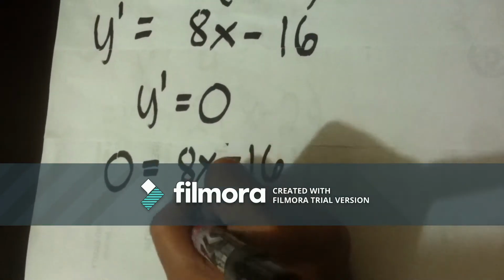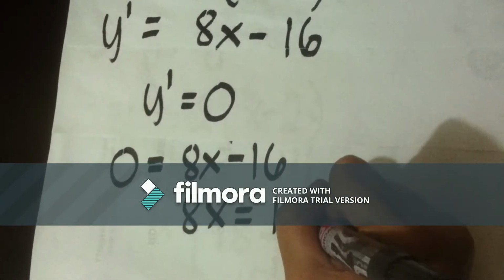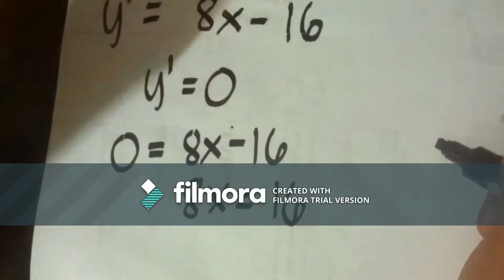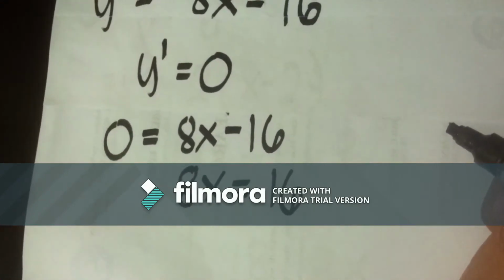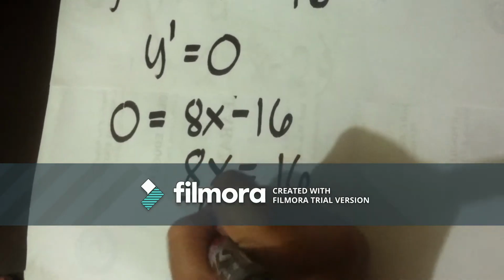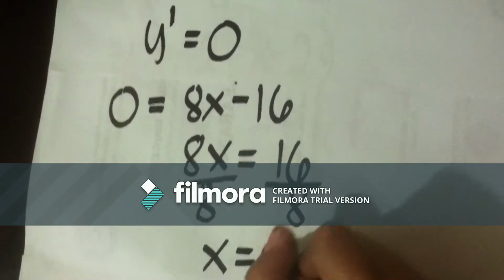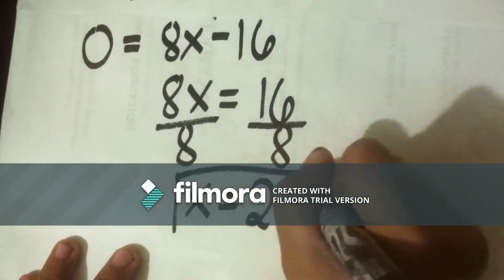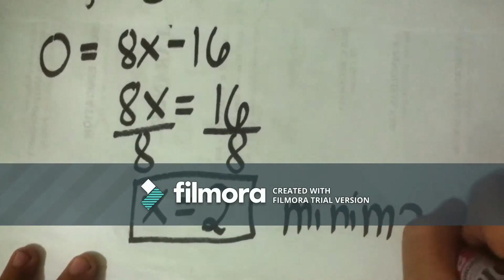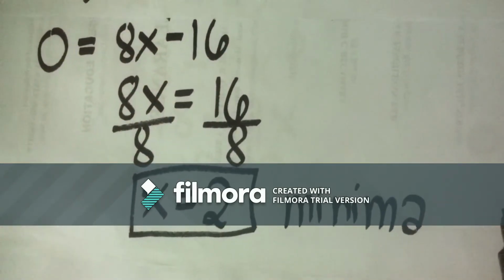So here 8x is equal to 16. Since 16 here is negative, if we transfer it to the other side of the equation, negative will become positive, and if positive, it will become negative. So all over 8. So x is equal to 2, which is also a minima, since it is positive.